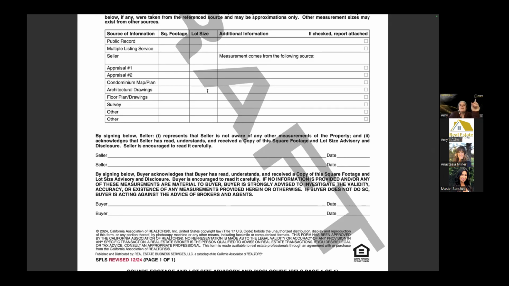If no information is provided and any of the measurements are material to the buyer, they're important to the buyer, the buyer is strongly advised to investigate the validity, accuracy, or existence of any measurements provided herein or otherwise. If the buyer does not do so, they are acting against the advice of the brokers and agents. I like this form because it's very clear: buyer, make sure you're happy with the square footage and lot size of this property. I'm removing myself from that decision.